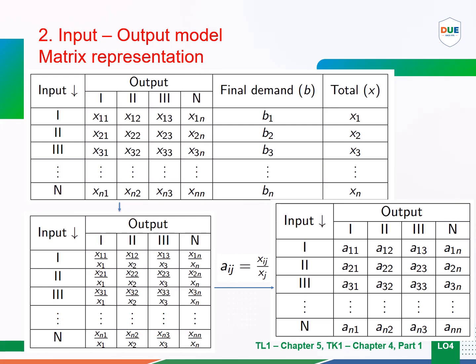By calculating these coefficients for all industries, we obtain the technical coefficient matrix, denoted by A. This matrix summarizes the production relationships among all sectors in the economy.